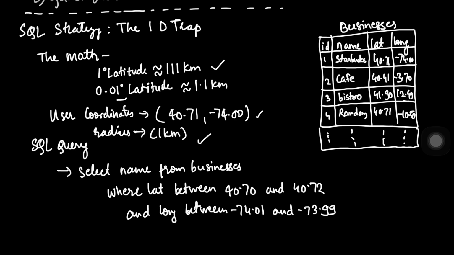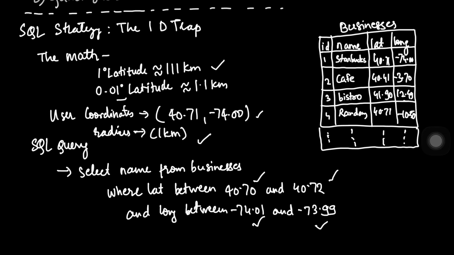So if you see over here, if we subtract 0.01 from 40.71, we get 40.70, and if we add 0.01, we get 40.72. We do a similar thing for longitude as well, and we get minus 74.01 and minus 73.99. So when we start writing the query, we have select name from businesses, where latitude is between the particular box and longitude is also between that box.